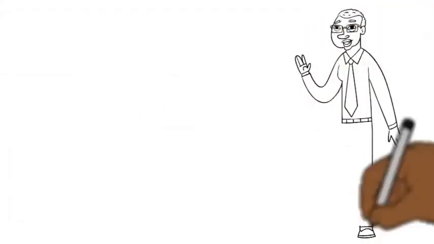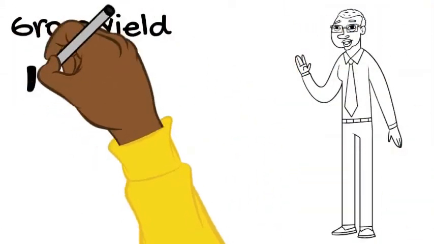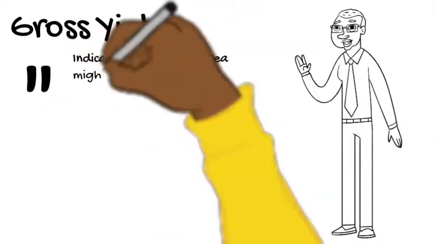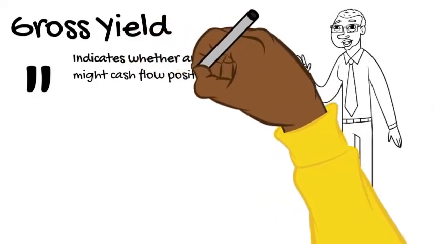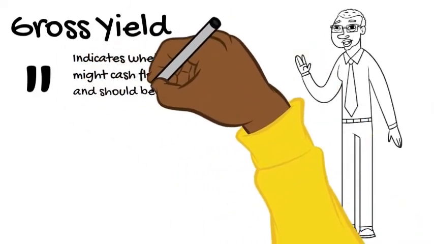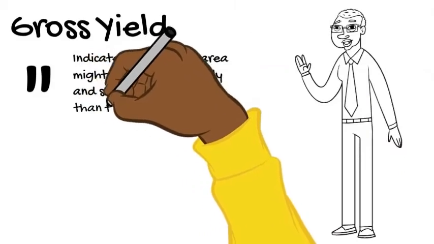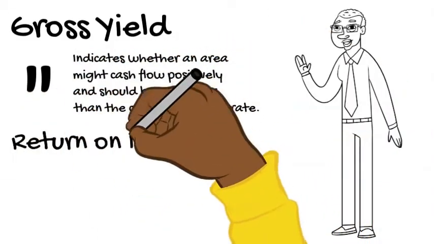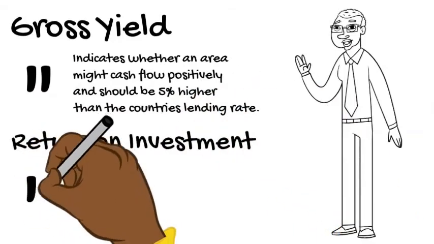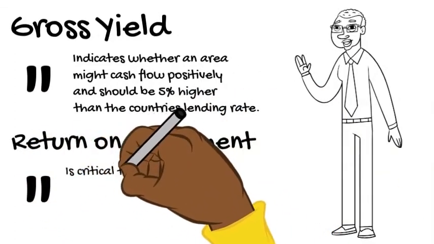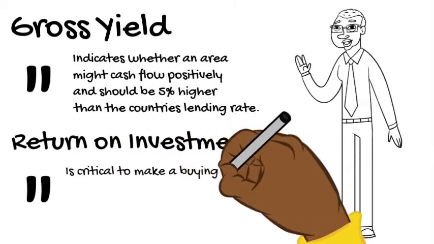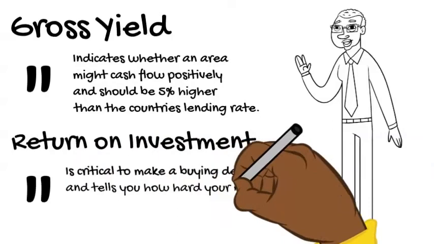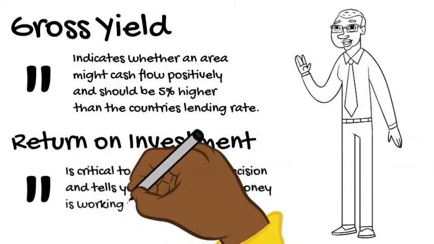So in summary, guys, when making a buying decision or looking at an area, you want to look at your gross yield. It tells you whether an area might cash flow positively. It needs to be aligned with your country's lending rate and should be 5% higher than what you're getting your lending at. The return on investment is where you start to make a buying decision. This is where, if the return makes enough sense for you, you can take the risk of buying a property because the return and the reward you're getting is worth it.